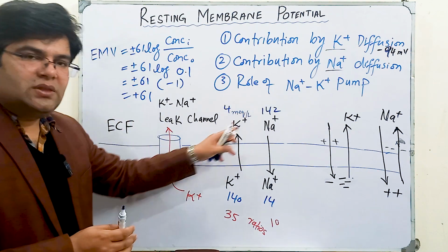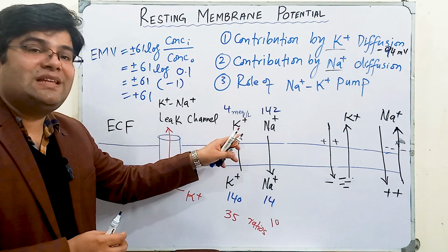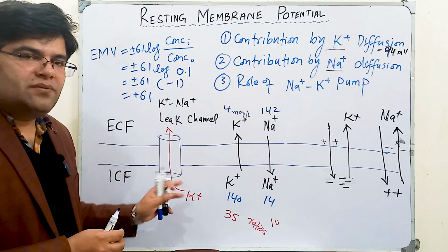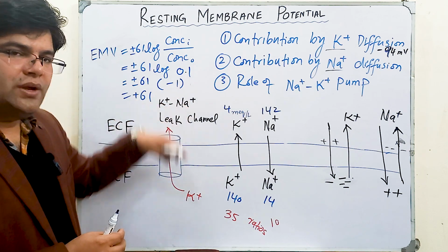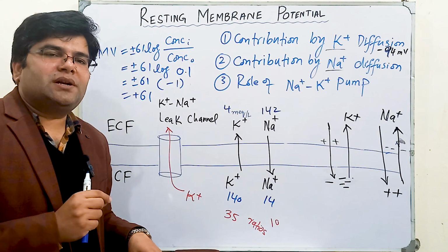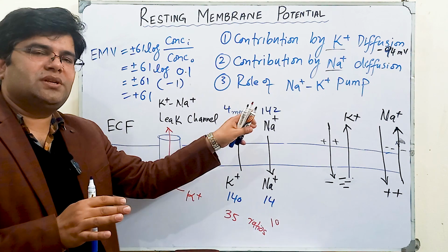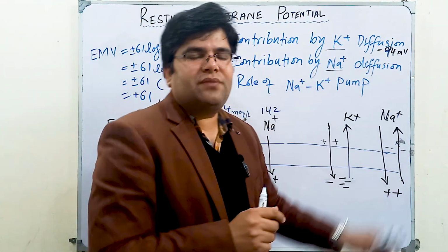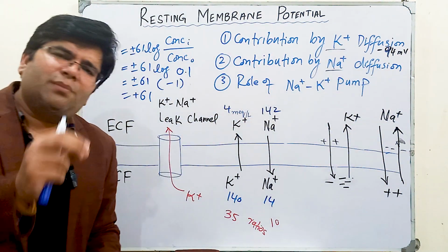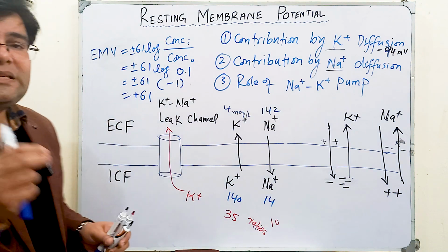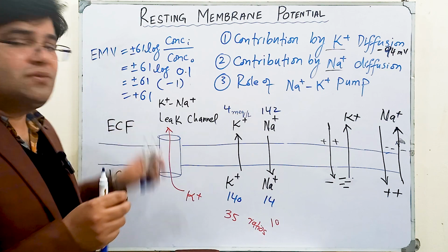In that case, these sodium and potassium will compete with each other to diffuse through the same leak channel, potassium from in to outside and sodium from out to inside. And because potassium is 100 times more permeable, that's why potassium will be able to achieve whole of its Nernst potential value, which is minus 94 millivolt. But sodium will not be able to achieve whole of its Nernst potential value. It will achieve only plus 8 millivolt out of this 61 millivolt.